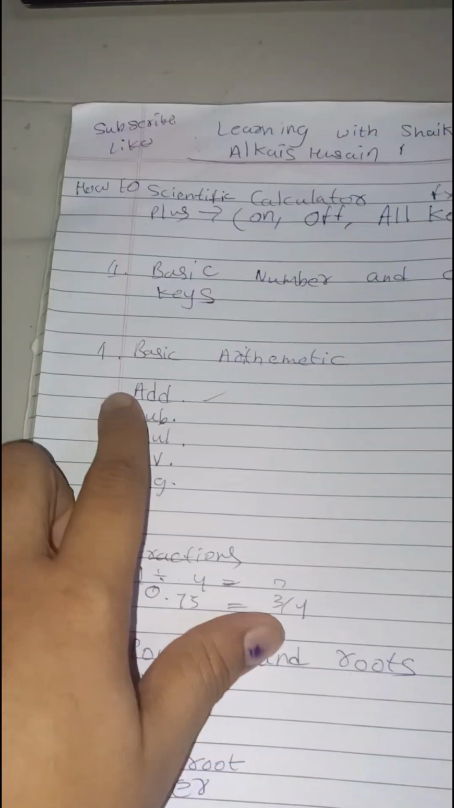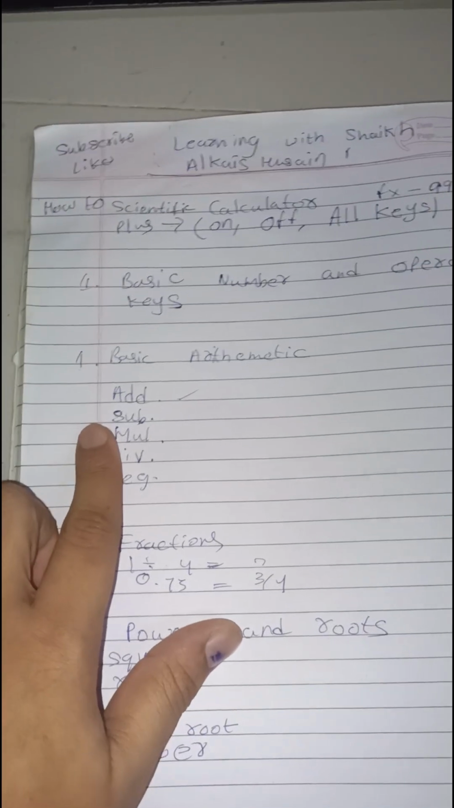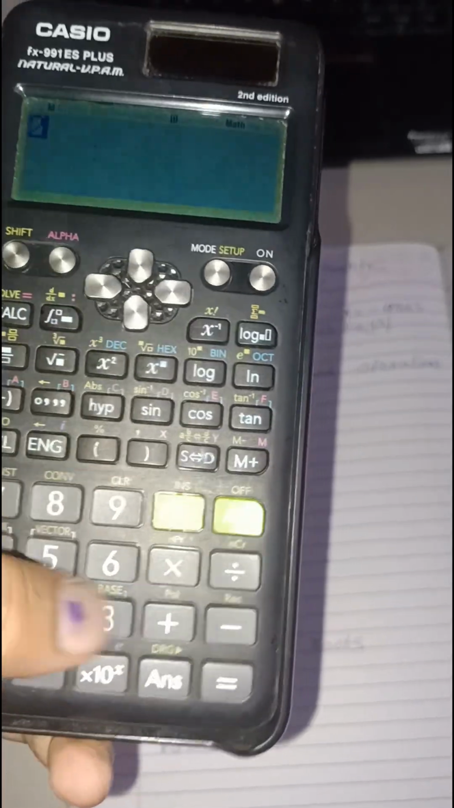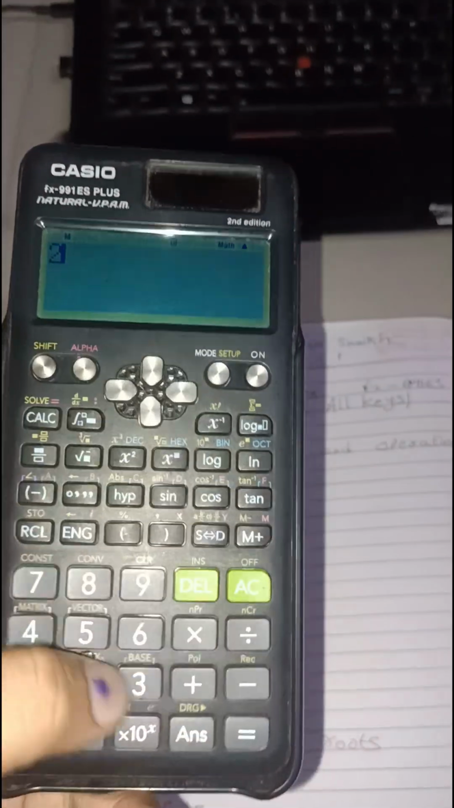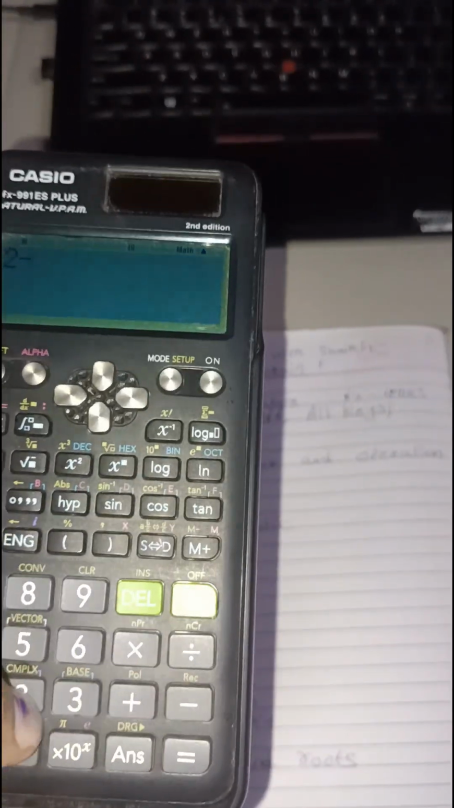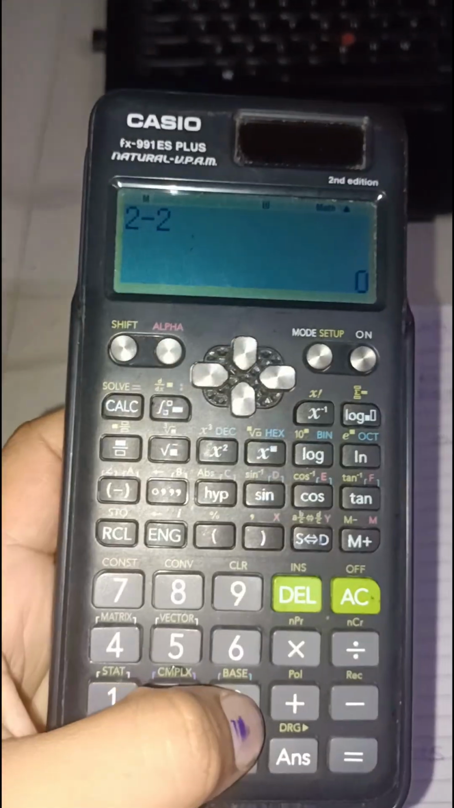Okay, first of all we are covering the basic number and operation keys. First is basic arithmetic: how to add in a scientific calculator. Okay, my calculator is on. We will see 2 plus 2. You want the answer, press equals, then you can see that the answer is 4. Exactly the same for subtraction: 2 minus 2 equals 0.